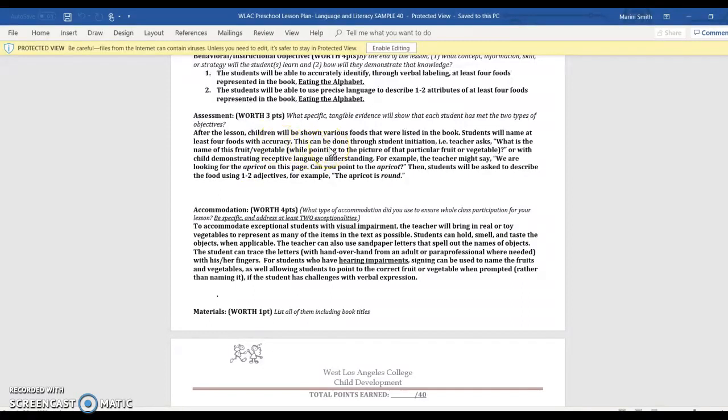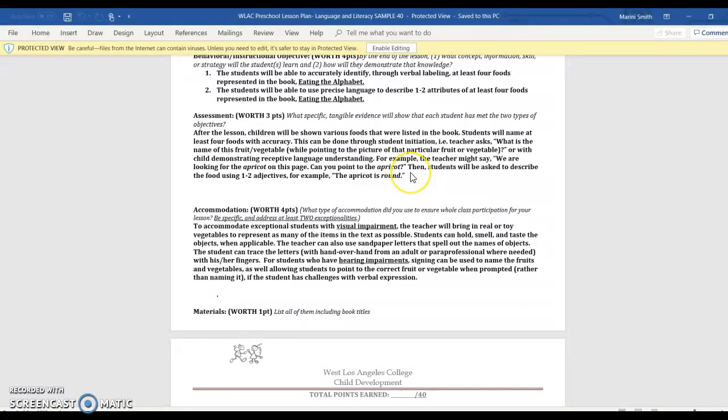This can be done through student initiation, i.e. the teacher asks, what is the name of this fruit or vegetable, while pointing to the picture of that particular fruit or vegetable, or with child demonstrating receptive language understanding. For example, the teacher might say, we are looking for the apricot on this page. Can you point to the apricot? Then students will be asked to describe the food using 1 to 2 adjectives. For example, the apricot is round.